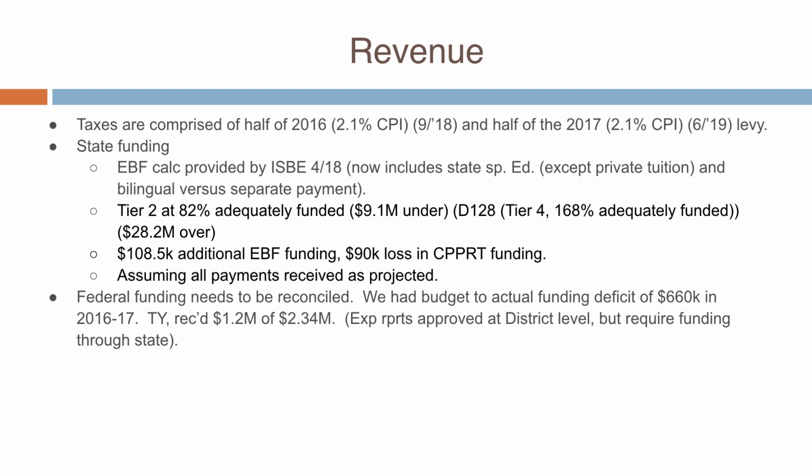State funding has been changed. It is now provided through the evidence-based funding model. We were provided calculations in April of 2018 from ISBE as it relates to the adequacy of school districts. Our school district was noted to be 82% adequately funded, which is a tier 2. Essentially, we are $9.1 million under being 100% fully adequate as it relates to this model.